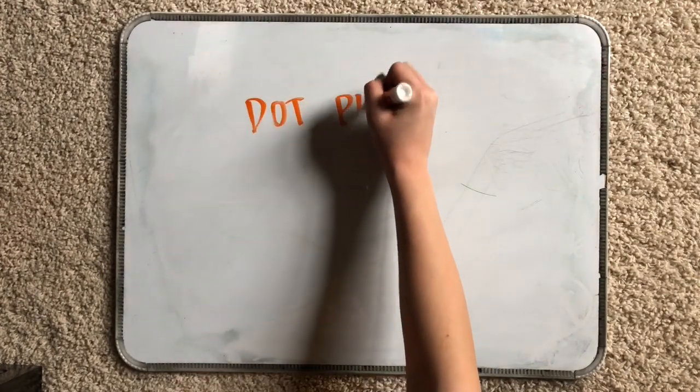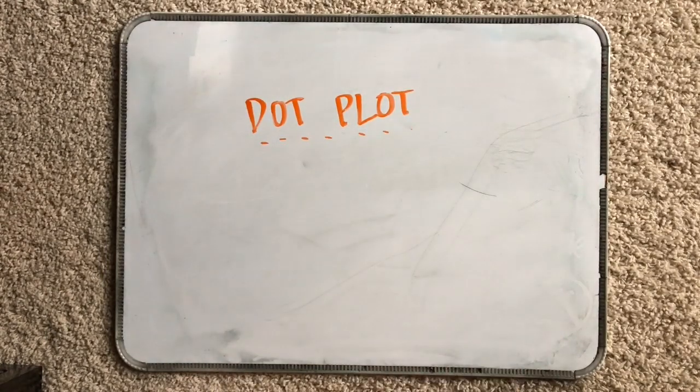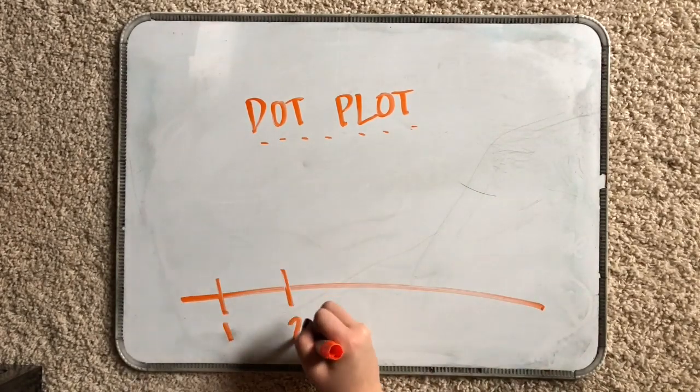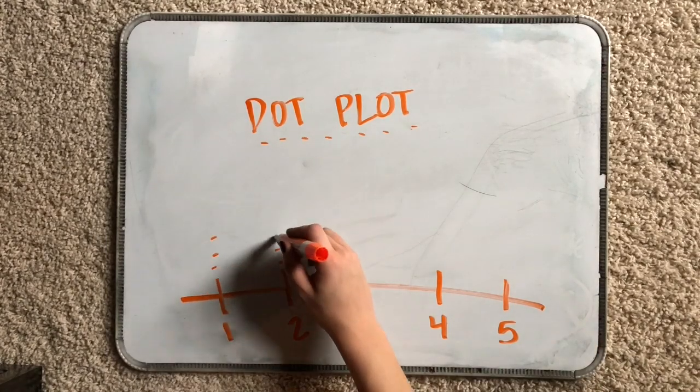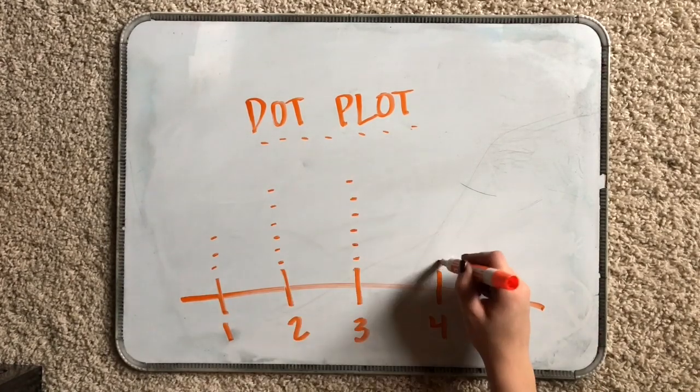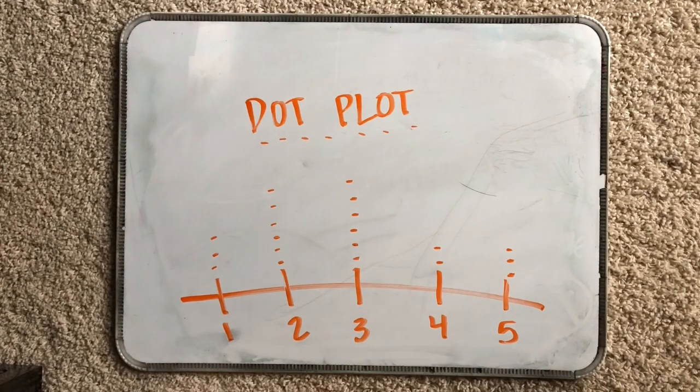One graph that you can use to display your data is a dot plot. A dot plot is basically where you have a bar at the bottom that has all your values on it, and then you draw dots, one for each individual, above whichever value it needs to be.